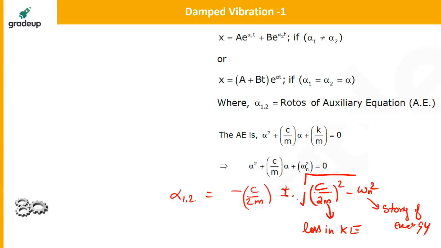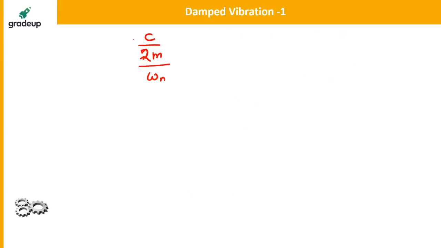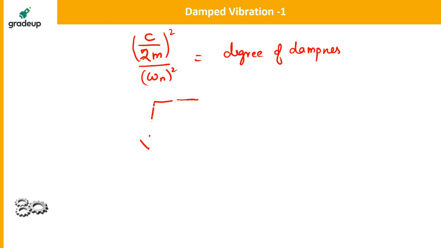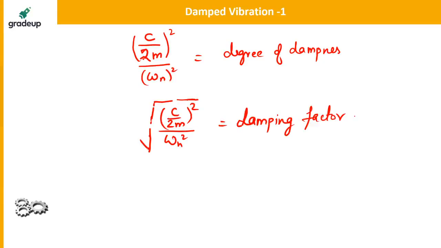Now, there's a new ratio. Now, you understand, there's a ratio which is C by 2m divided by omega n, whole square, known as degree of dampness. Okay, so it's basically known as degree of dampness. And the square root of the above term is a very important factor, that is called damping factor. That is C by 2m whole square upon omega n square. This is called damping factor. That means, and it is also noted as zeta. This is known as zeta.